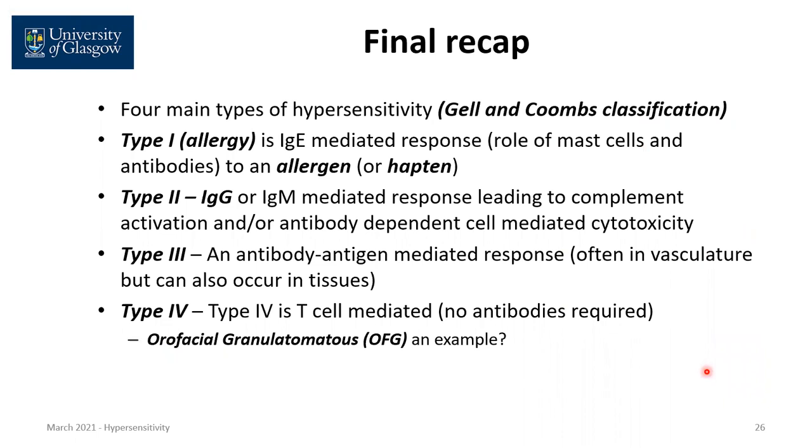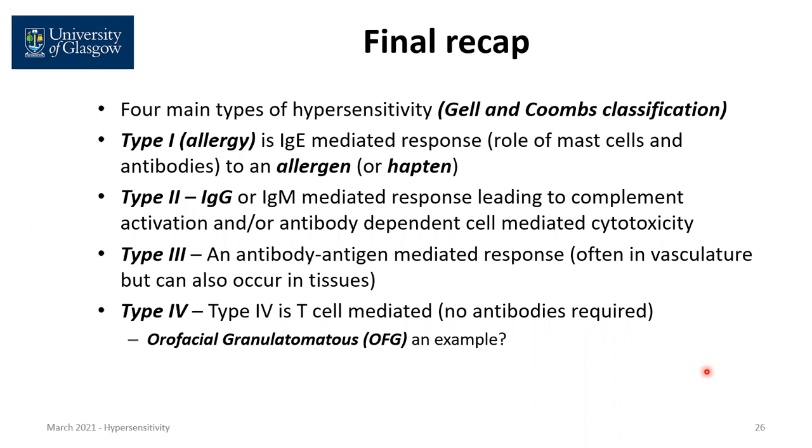This is a final recap. I think we've flown through the second part of the session, which is good. You should be aware after today's session that there are 4 main types of hypersensitivity. These are classified using the Gell and Coombs classification system. Type 1 is an IgE antibody mediated response. There's a prominent role for mast cells and basophils and antibodies, specifically IgE, in this response, and ultimately it's the immune system responding to a certain allergen, or in certain cases, a hapten that is conjugated to a protein.